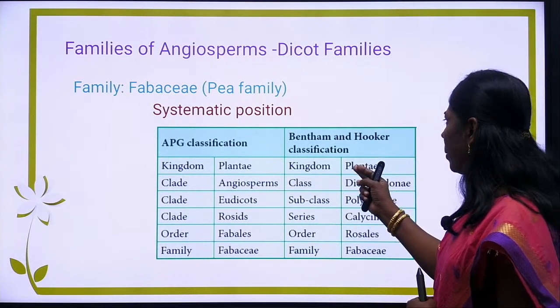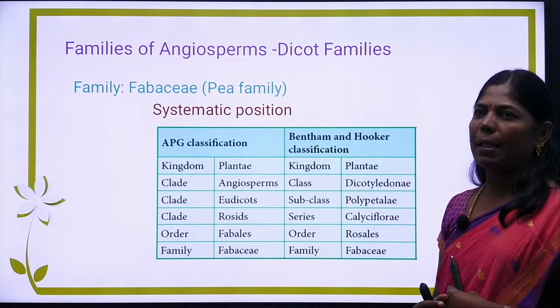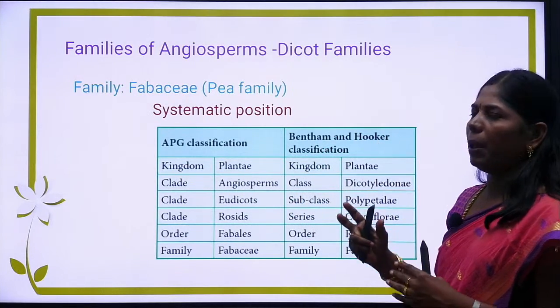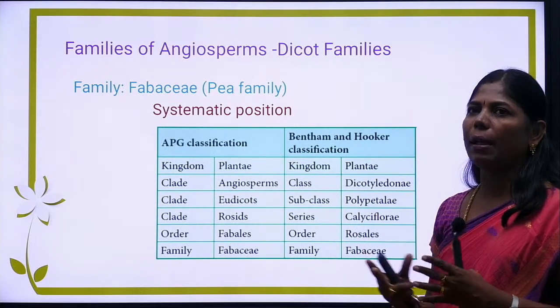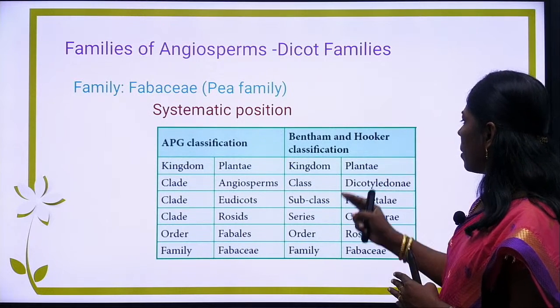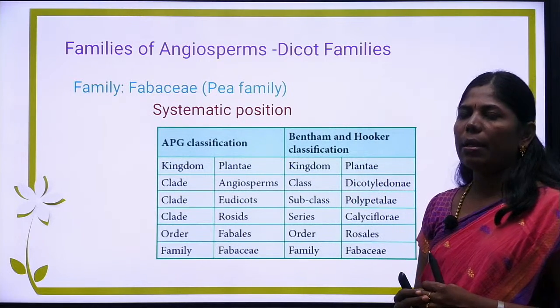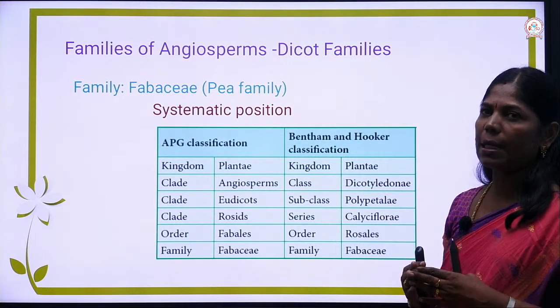So what is the kingdom? Because this family belongs to plants. Fabaceae is a plant family, isn't it? If it were an animal, you would see the animal kingdom, Animalia. So the kingdom is Plantae. The class is Dicotyledonae. What is the class? It is one of the main subdivisions that we call a class.